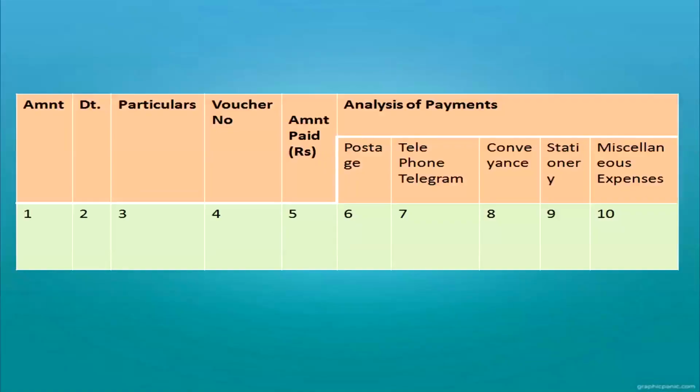Format of the petty cash book with amount, date, particulars, voucher number, amount paid and its bifurcations like postage, telephone expenses, telegram, conveyance, stationery, etc. Here is a question. Mr. Sumit, the petty cashier of Messrs. Travel India, received rupees 2000 on April 1st, 2014 from the head cashier. Prepare petty cash book on imprest system.